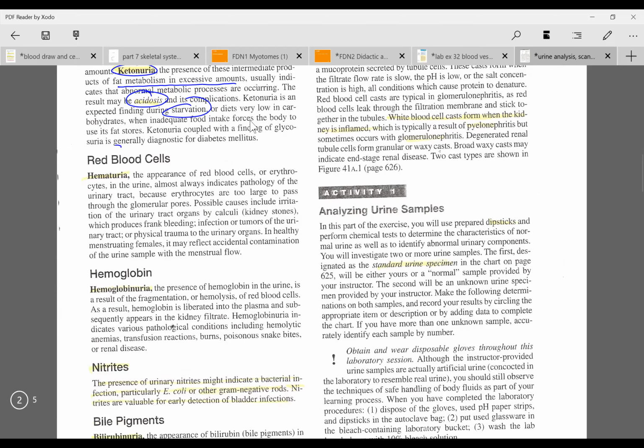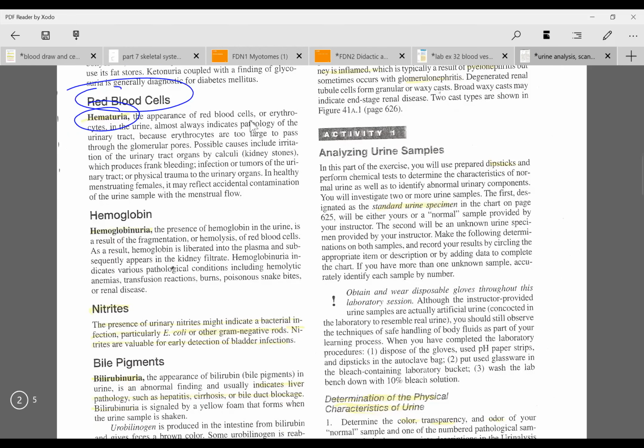Red blood cells should not be found in urine, with a few exceptions. For example, if you're a runner, like an ultra marathon runner, they might have trace amounts of red blood cells in their urine because of the impact the feet and the body are taking over a long period of time. With some few exceptions of trace amounts, you should not find red blood cells in the urine. If you do, that's called hematuria, and it will show up on the urinalysis dipstick.